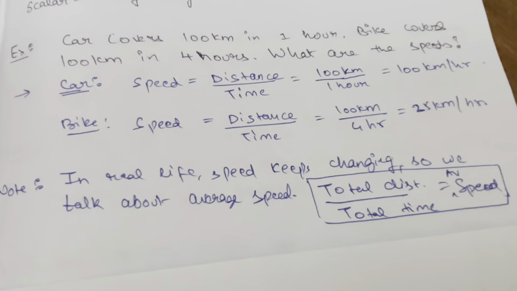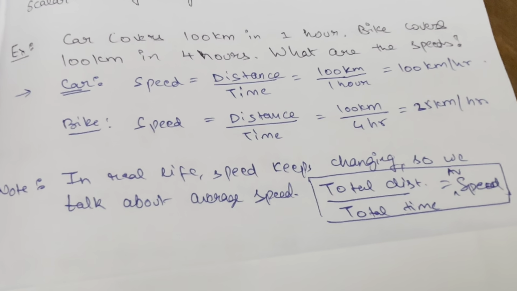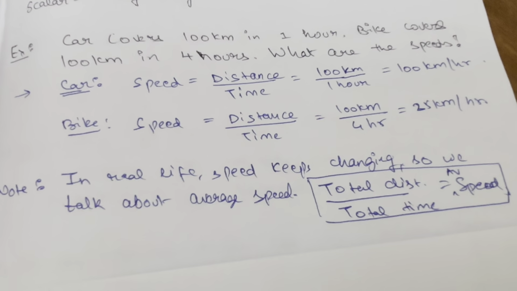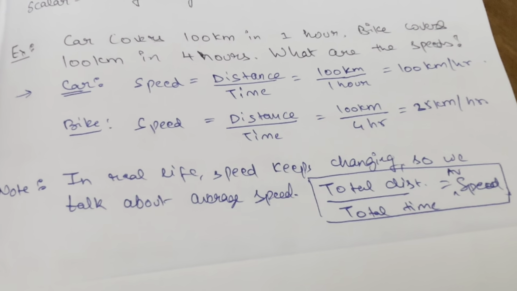So this is the speed. Now let's move to velocity. What is velocity? The key line of velocity is that velocity is also speed, but it also gives us direction.